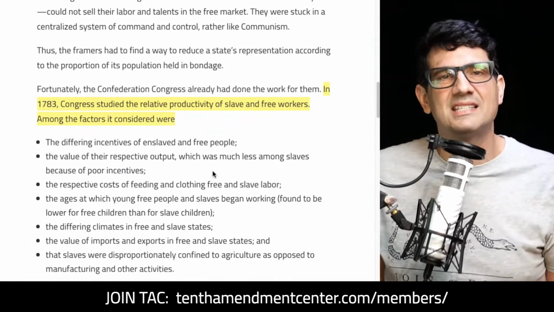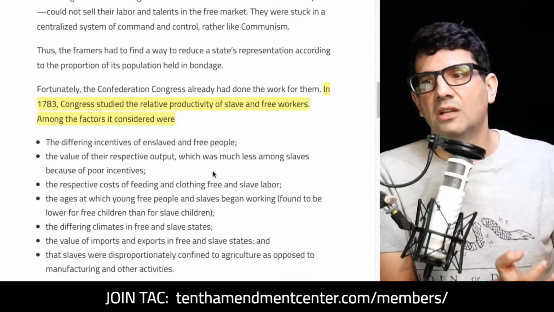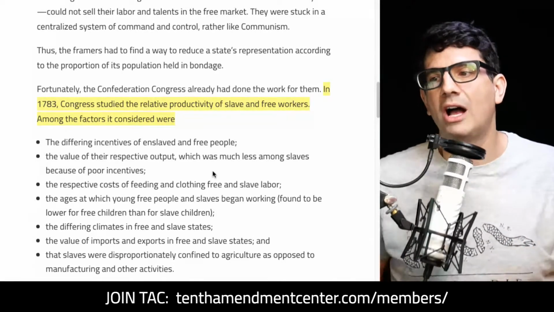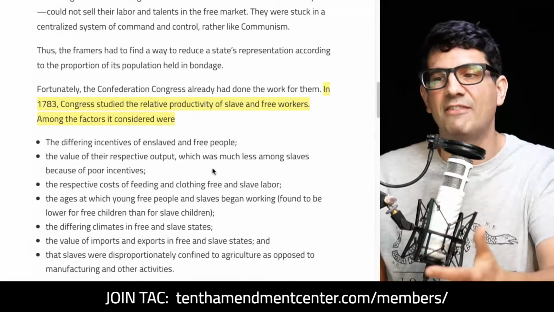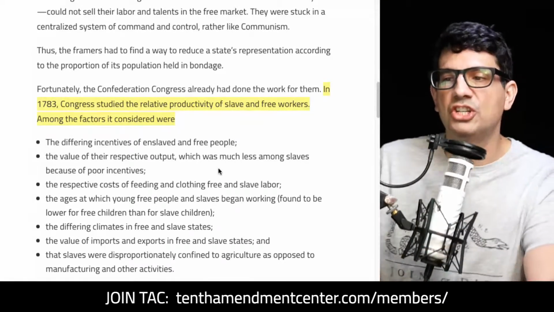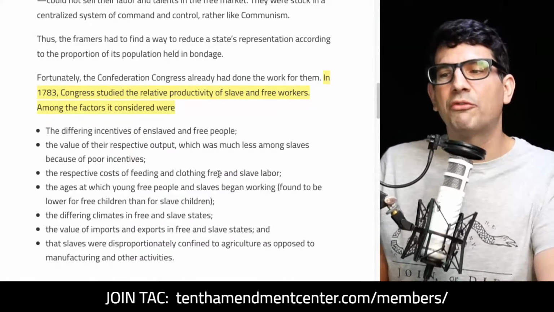So when they did this study in 1783, they studied the incentives, they studied the general output, the respective costs of feeding and clothing, free versus slave labor, the ages at which young free people and slaves began working, which were found to be lower for free children.